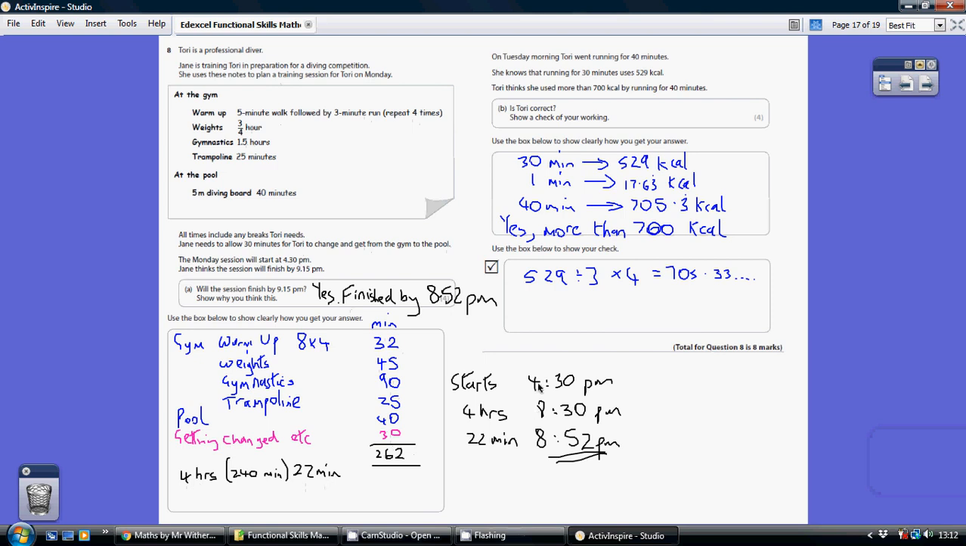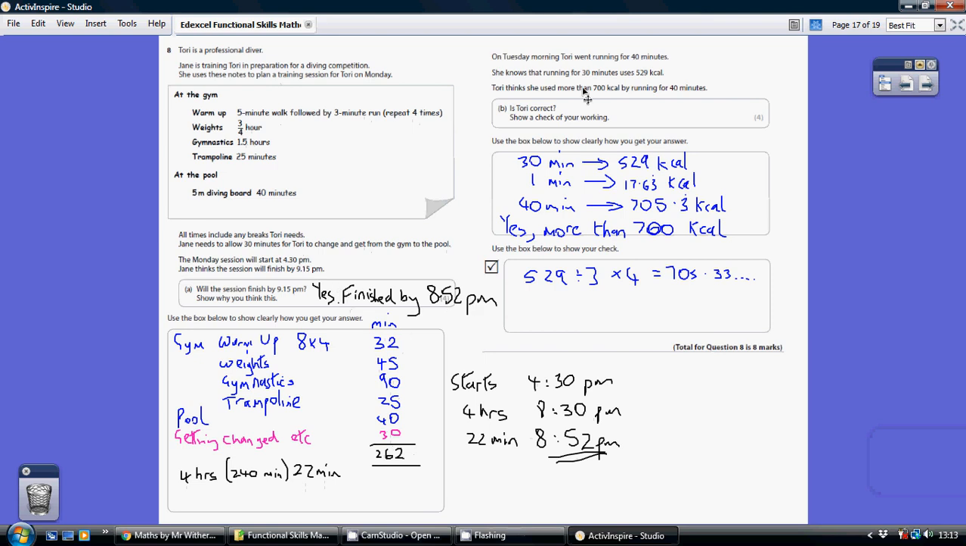Now we start at 4:30 in the afternoon. If we add on 4 hours, that takes us to 8:30. If we then add on those extra 22 minutes, that takes us to 8:52. So yes, he will indeed be finished way before 9:15. He's finished by 8:52, so a good 23 minutes before 9:15.